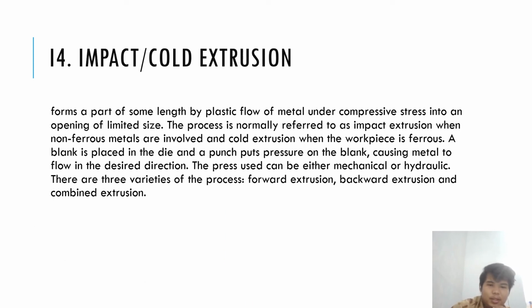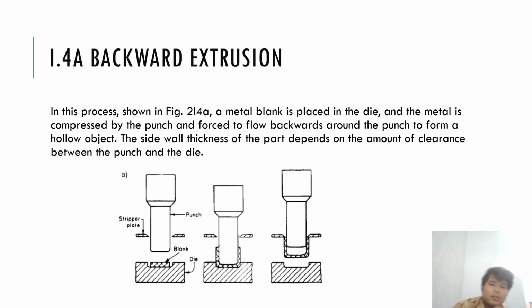Impact or cold extrusion forms a part of some length by plastic flow of metal under compressive stress into an opening of limited size. The process is normally referred to as impact extrusion when non-ferrous metals are involved, and cold extrusion when the workpiece is ferrous. A blank is placed in the die and a punch puts pressure on the blank, causing metal to flow in the desired direction. The press used can be either mechanical or hydraulic. There are three varieties of the process: forward extrusion, backward extrusion, and combined extrusion. We're going to talk about backward extrusion.